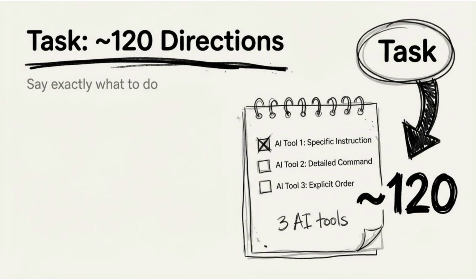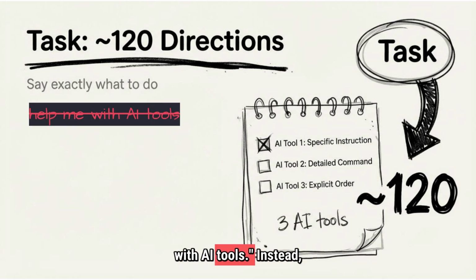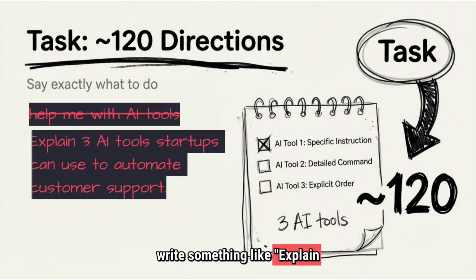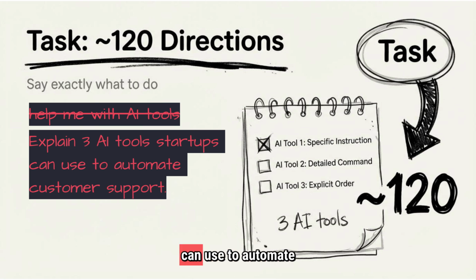Step 3 is the task. This is your core instruction. What do you actually want the model to do? And this is where most people are too vague. Don't write, help me with AI tools. Instead, write something like, explain 3 AI tools startups can use to automate customer support. Now the model knows exactly what to produce. AI tools specifically for customer support, specifically 3 examples. Not a general overview, not 10 tools. 3. We're down to about 120 directions.